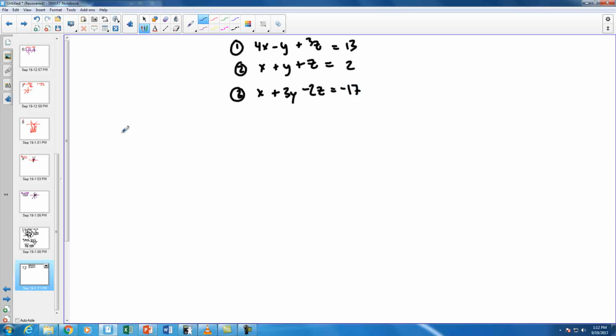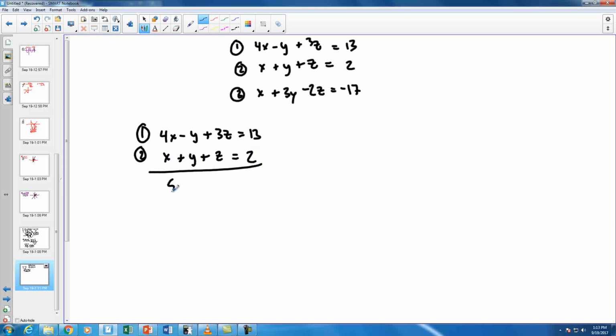All right, so I want to try to find a way to eliminate some variables. And you might see some reasons to get rid of x, some reasons to get rid of y, some reasons to get rid of z. But when I look at this right here, a negative y and a positive y, that's a gimme. It's just going to happen right away. So I'm going to come over here, do equation 1 and equation 2. I don't have to change anything to get the y's to cancel, so I'm going to leave it just like it is. 4x minus y plus 3z equals 13, and down here I have x plus y plus z equals 2.